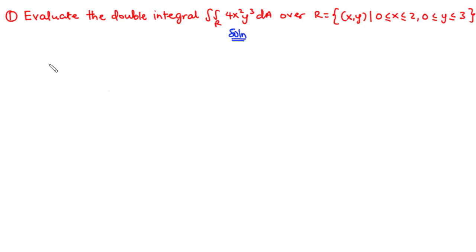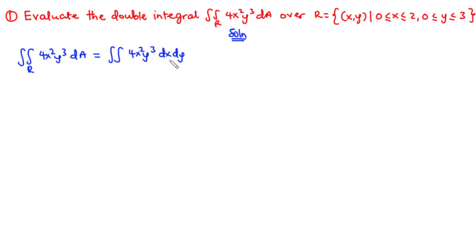So let's try this together. So we have the double integral over the region R of the function x squared times y cubed dA, and we need to evaluate this double integral over the region R specified in the question. So we can equally express this as the double integral of the function x squared y cubed dx dy.